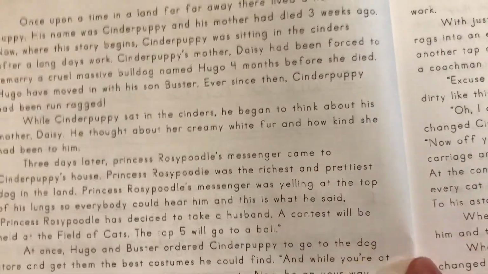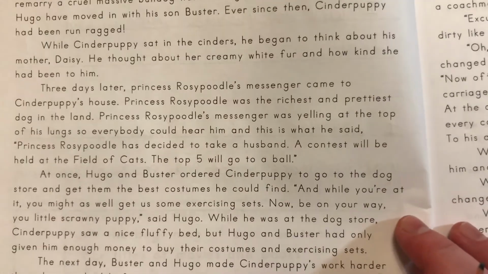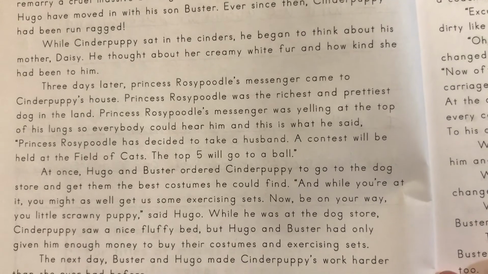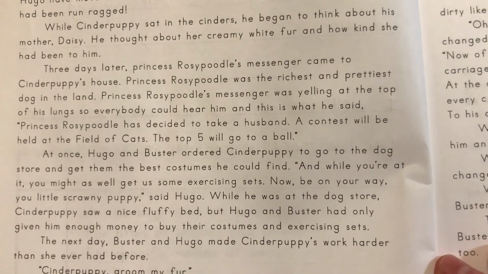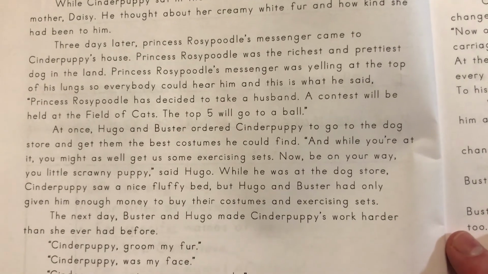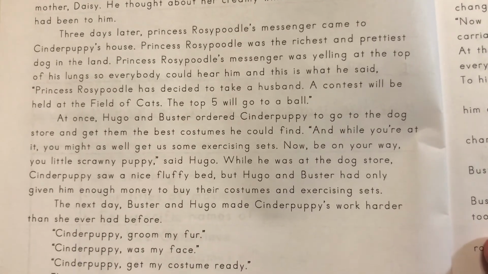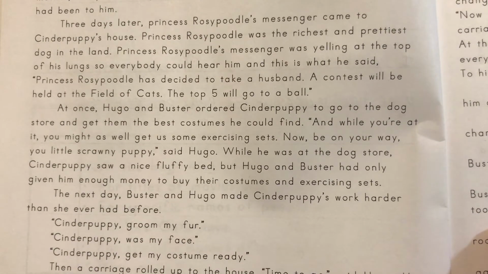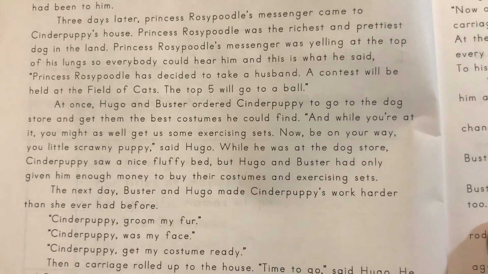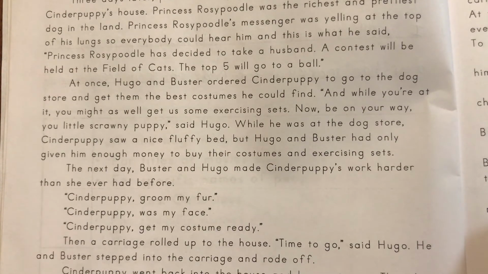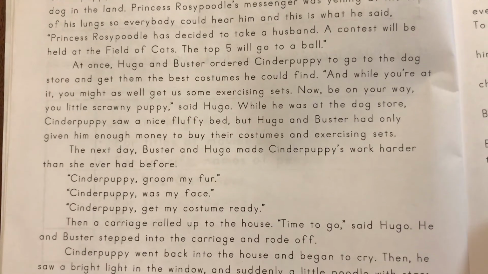When Cinder Puppy sat in the cinders, he began to think about his mother, Daisy. He thought about her creamy white fur and how kind she had been to him. 3 days later, Princess Rosie Poodle's messenger came to Cinder Puppy's house. Princess Rosie Poodle was the richest and prettiest dog in the land. Princess Rosie Poodle's messenger was yelling at the top of his lungs so everybody could hear him, and this is what he said. Princess Rosie Poodle has decided to take a husband. A contest will be held at the Field of Cats. The top 5 will go to a ball.